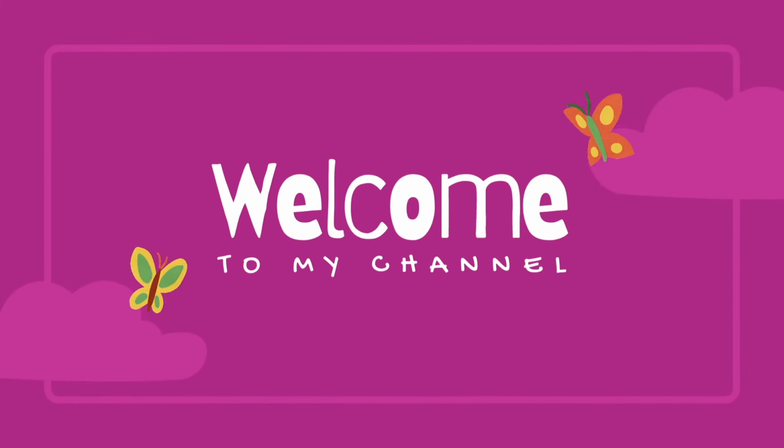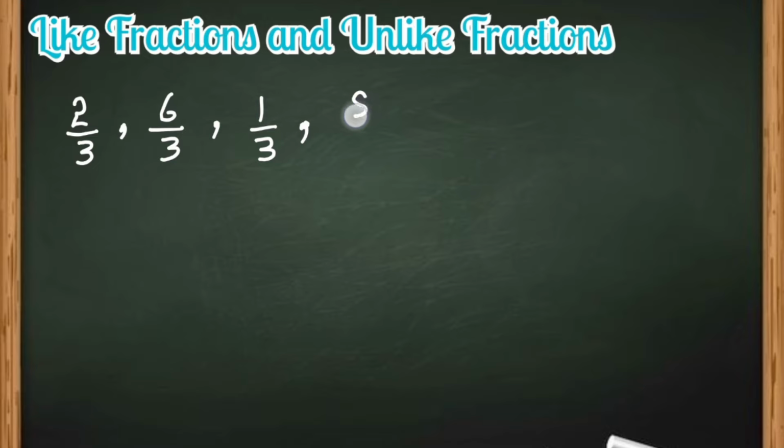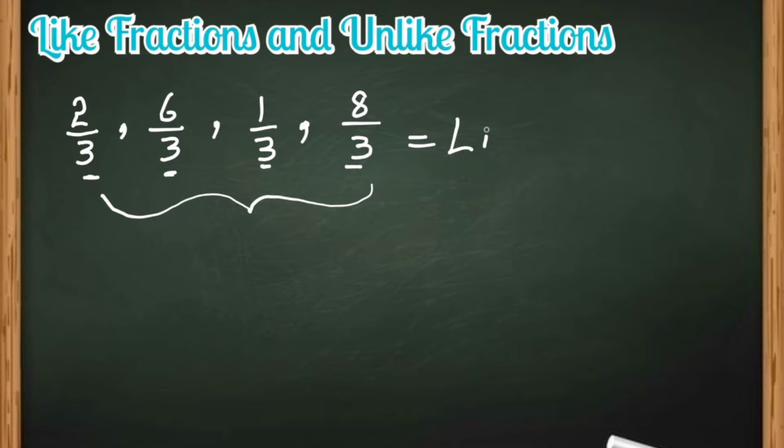In today's video, we will learn about like fractions and unlike fractions and also how to convert unlike fractions into like fractions. Basically, like fractions and unlike fractions are the two groups of fractions. In like fractions, all the denominators will be same. Now here in the group of fractions that I have written here, you can see all the denominators are same, which is 3. So this group of fractions can be called as like fractions. So here, this group of fractions is like fractions.